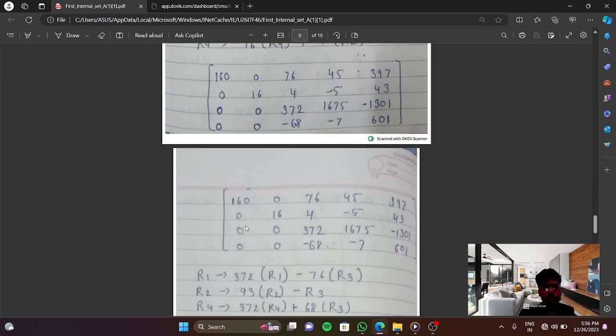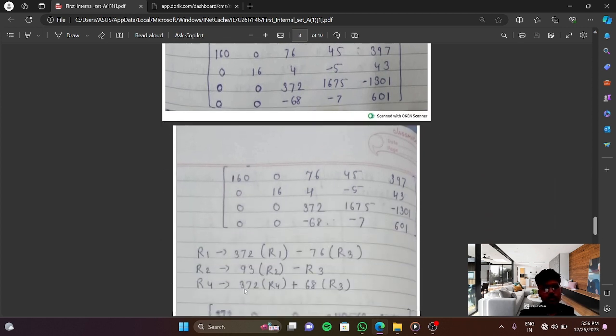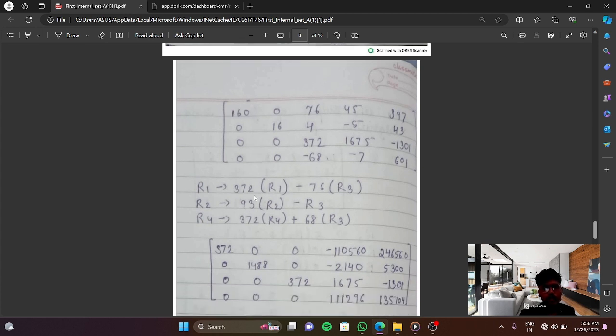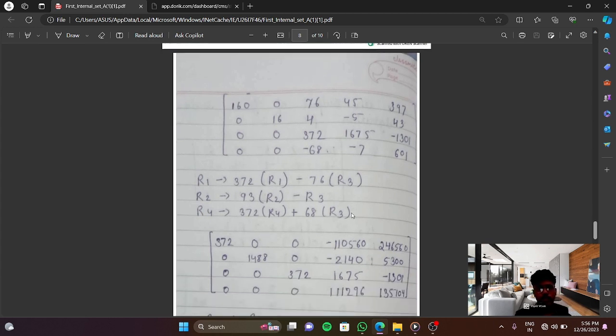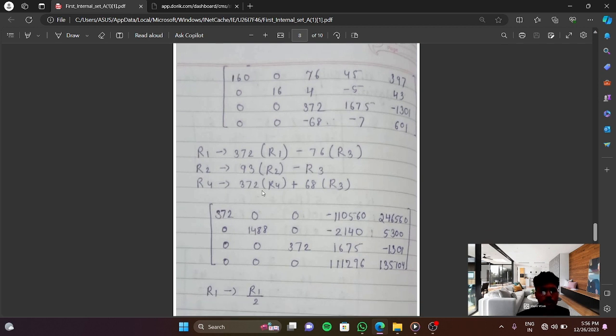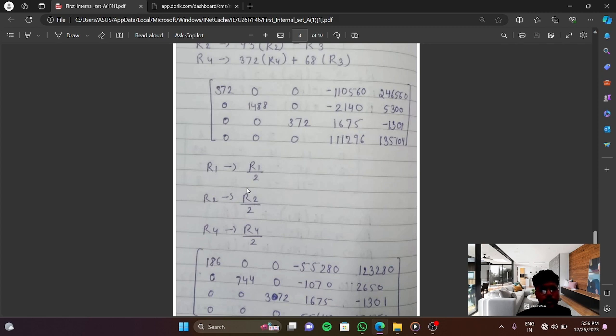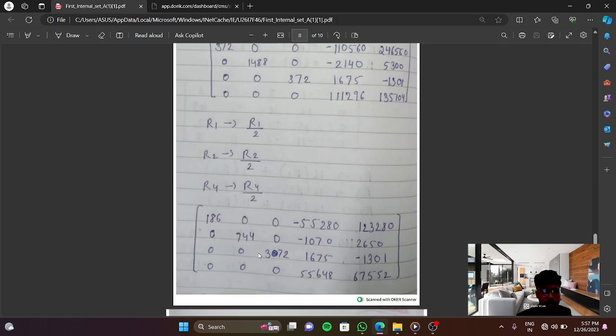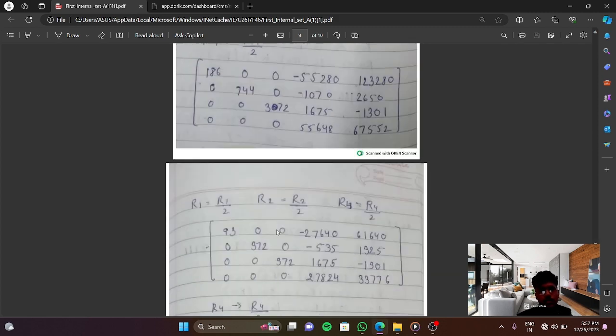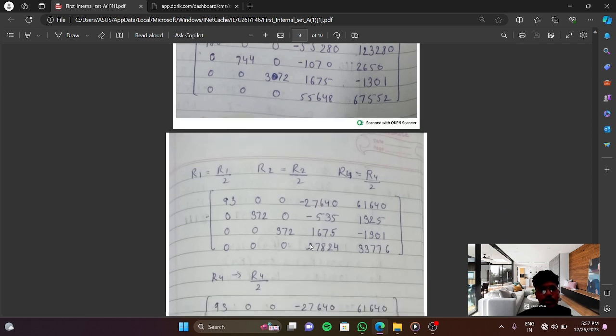So then we get this matrix. Now again, we have to make R1 is equal to 372R1 minus 76R3. Now R2 is equal to 93R2 minus R3. R4 is equal to 372R4 plus 68R3. So we get this matrix. Now R1 by 2, R2 by 2, R4 by 2. So we get this matrix. Now again we solve this and we get this matrix.